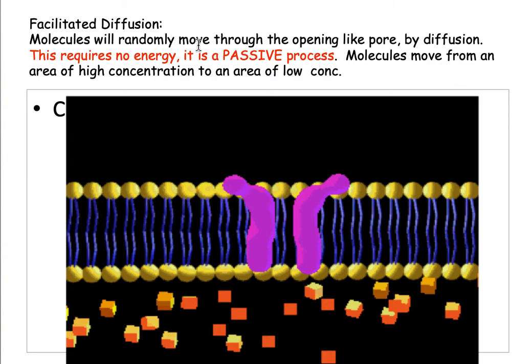Molecules will randomly move through the opening, like pores, by diffusion. This requires no energy. It's a passive process. Molecules move from an area of high concentration to an area of low concentration, and this is what we explained earlier.